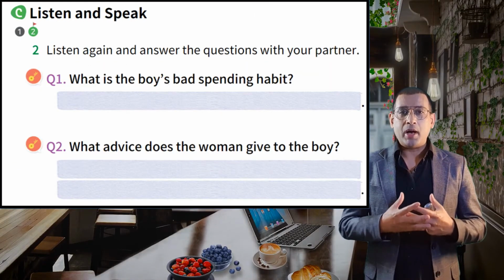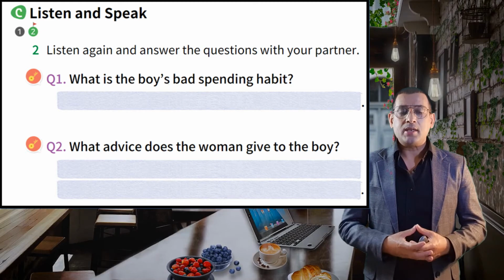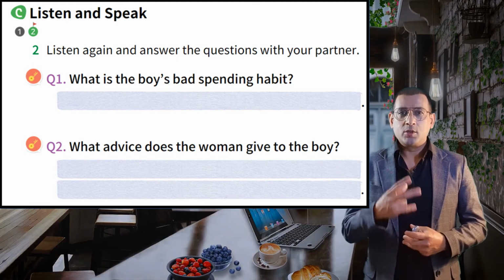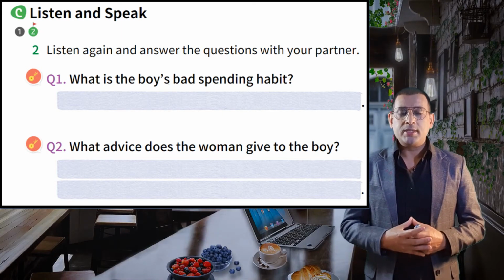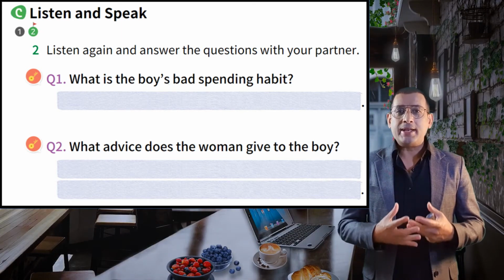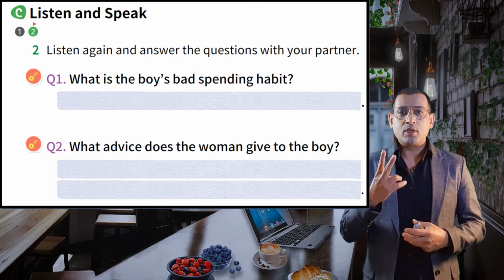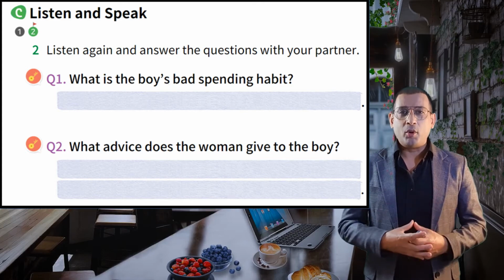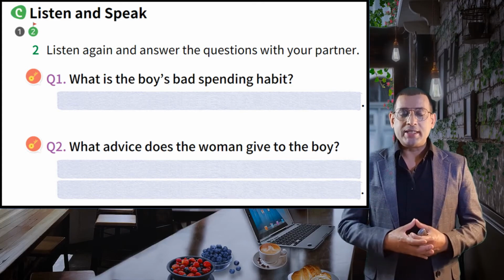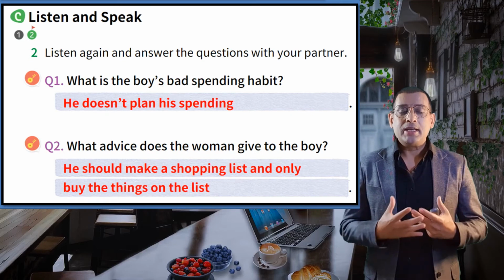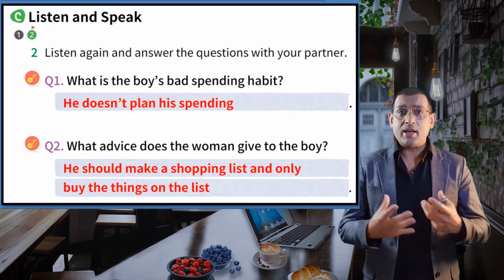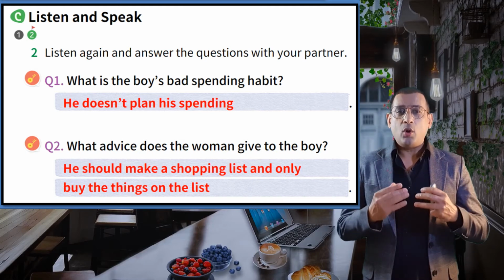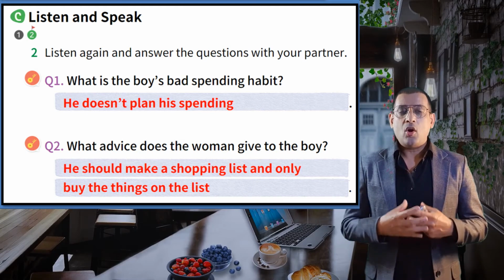Let's move on to part 2. Listen again and answer the question with your partner. So there are 2 questions. Number 1 is, what is the boy's bad spending habit? And question number 2, what advice does the woman give to the boy? So answer number 1 is, he doesn't plan his spending. That is his bad habit. And number 2, he should make a shopping list and only buy things on the list.